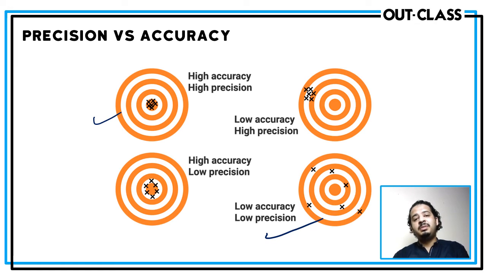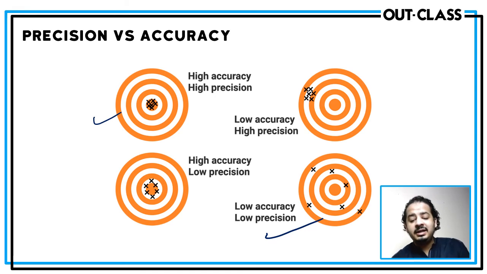Now, the complete opposite would be something that is a really horrible story in which you are unable to hit what you want to hit and you're unable to hit it consistently. In other words, see this one. All the darts are scattered and none of them are near the bullseye.